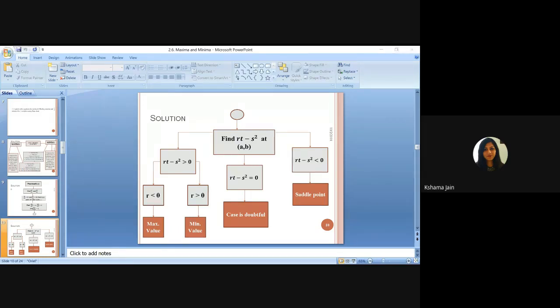So how do we find that out? We check r, meaning del square z by del x square. If it is less than 0, we call it a maximum value. Less than 0, maxima; greater than 0, minima. For normal differentiation, we have already done that. This topic is about when independent variables are more than one. If it was only one, if you remember, in PUC you have already studied maxima and minima.